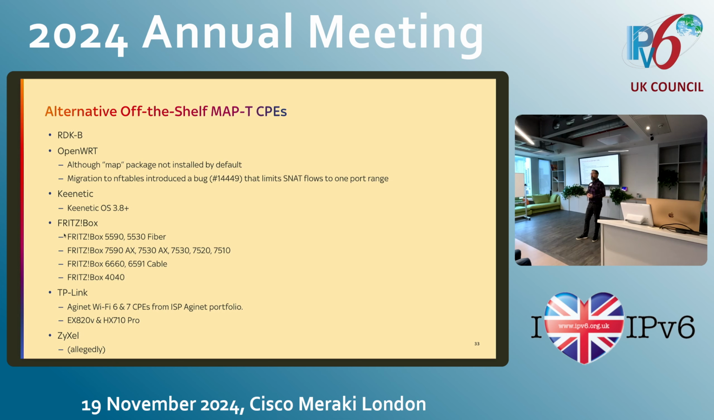Kinetic, these guys were really proactive. They reached out to us after we launched in Italy and they developed their own support. And FRITZ!Box has very recently, in the last few months, released it in the mainline software tree. It was in the lab version a few months ago, but now FRITZ!Boxes support MAP-T out of the box, which is great. And TP-Link and Zyxel apparently also do it as well, but I haven't been able to verify or test those.